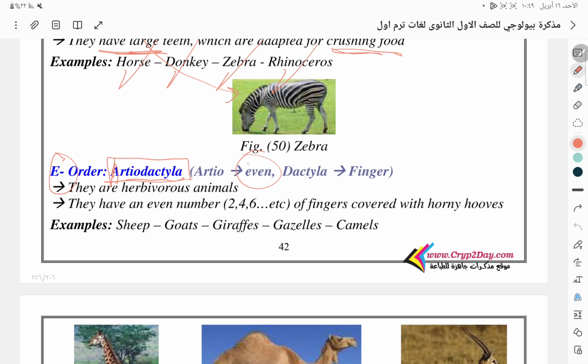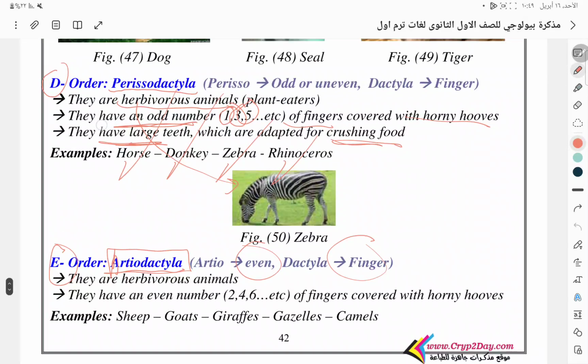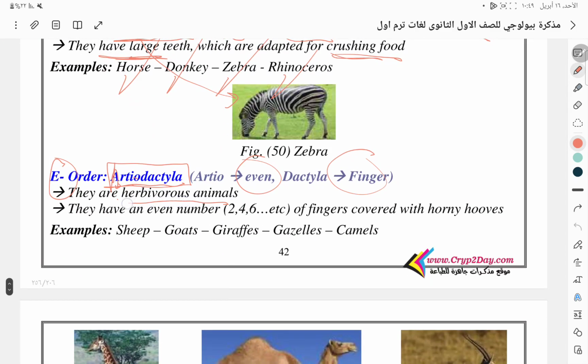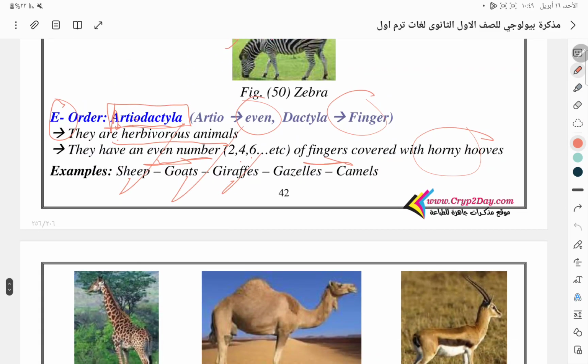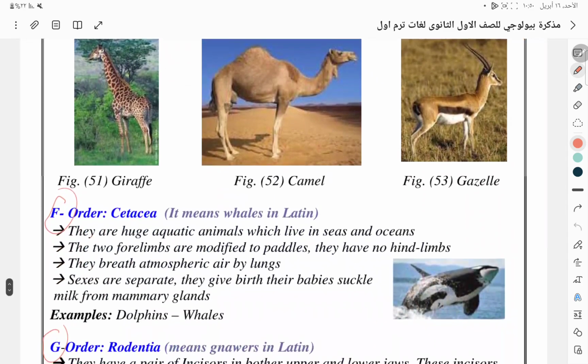Artiodactyla: even fingers. One is odd, the other is even. They are herbivorous only and have an even number of fingers, two, four or six, covered with horny hoofs, like sheep, goat, giraffe, gazelle, camel.